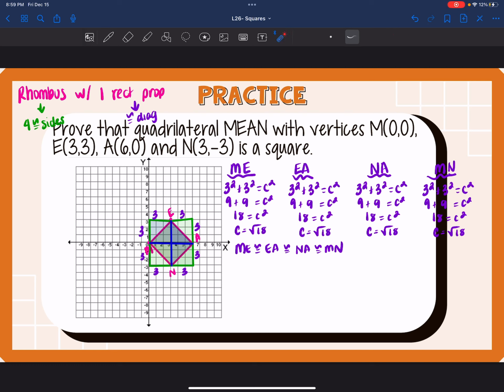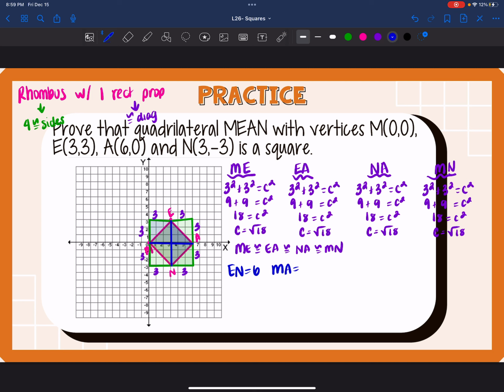So I was kind of slick when I chose to do this, because I noticed that my diagonals are on a straight line, so I can literally just count. From E to N, I'm going to go down 1, 2, 3, 4, 5, 6. So EN is equal to 6. And then from M to A is 1, 2, 3, 4, 5, 6.